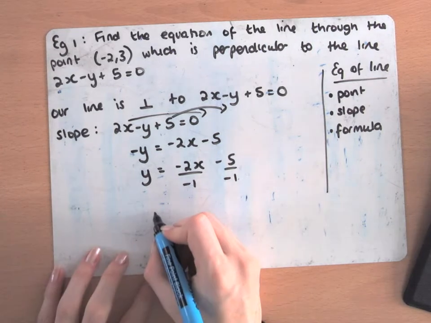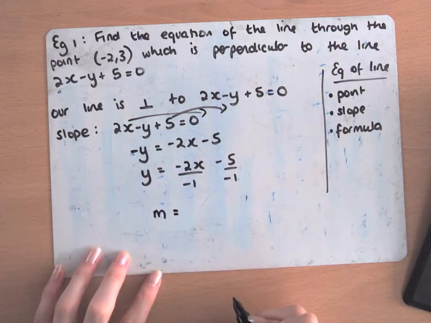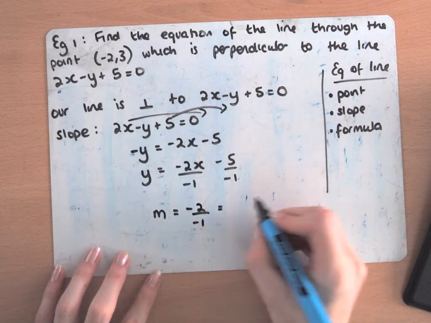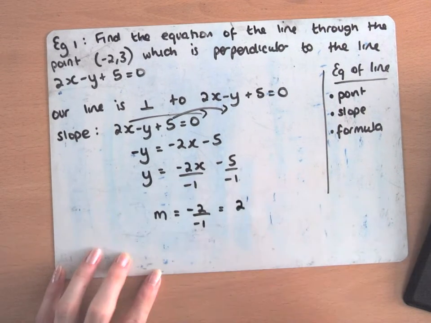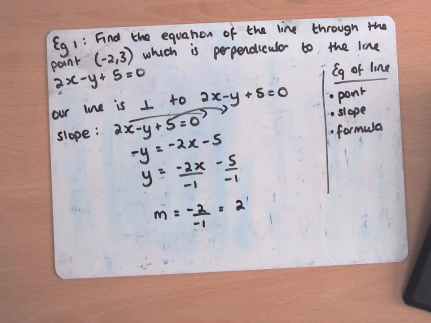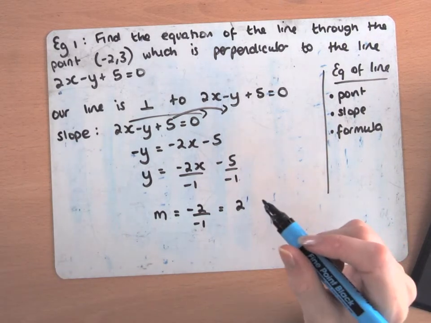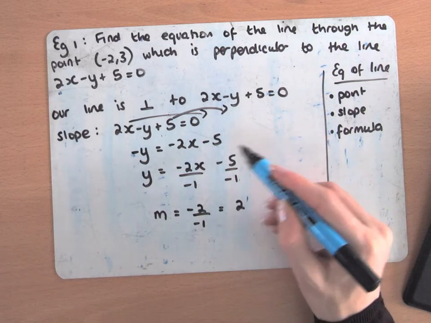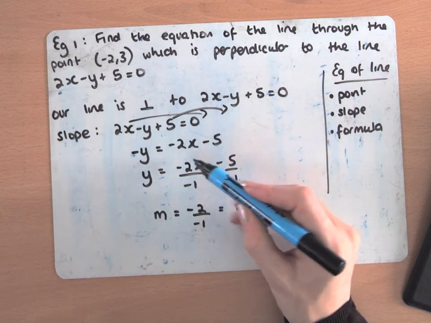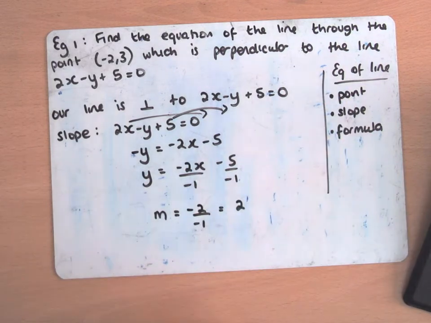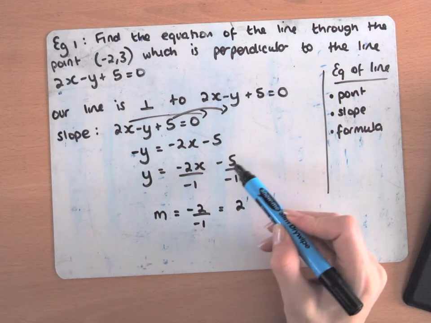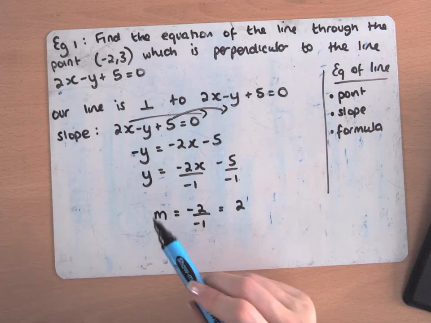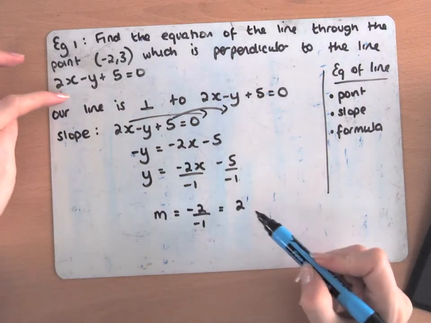So what's my slope? Minus 2 over minus 1, which is 2 over 1, which is 2. Okay? Because when I'm using y equals mx plus c, I don't care about the c. I only want the m, because I only want slope. Okay, so I just leave that. I don't even bother tidying it up. So I know the slope of this line is 2.